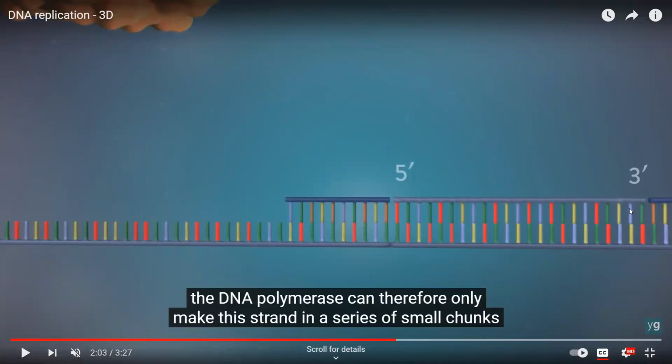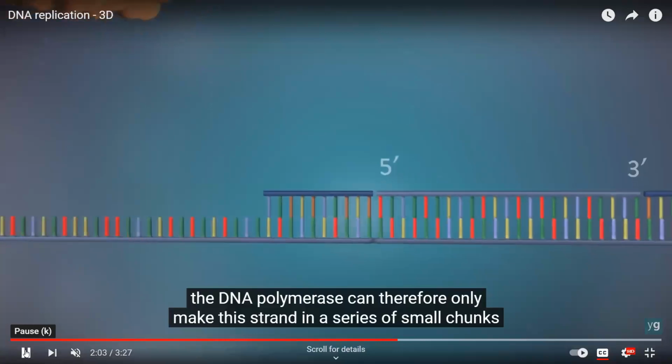So as we know, in the lagging strand, since it lags, the DNA polymerase can only make this strand in a series of small chunks. As you can see, these are the RNA primers, and after this, you will be getting small chunks of DNA. This blue color is the RNA primer, which initiates the strand to form the new DNA, and these small chunks are called the Okazaki fragments.